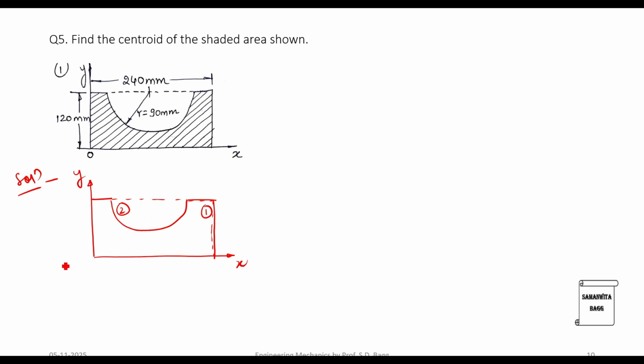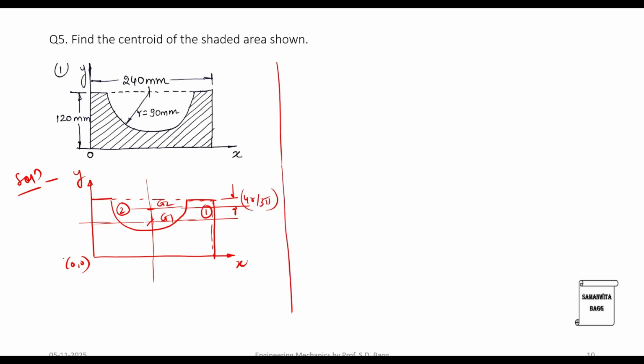So for the outer one, this is my origin. This is my half the distance. Now this is 90 and this height is 120. So obviously this is somewhere here. This is my G1, and for the semicircle it will be somewhere over here. This is G2. This gap will be 4r by 3 pi. And these distances are known. This is 240 mm. This height over here is 120 mm.